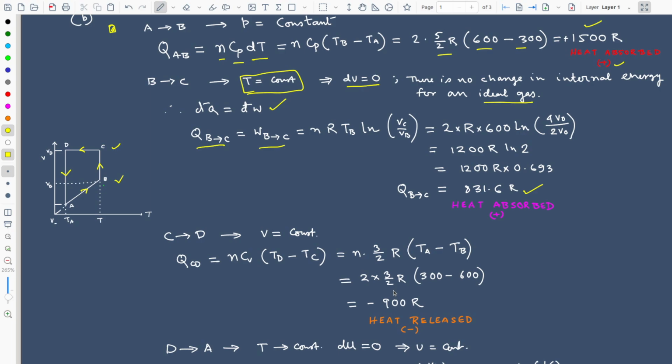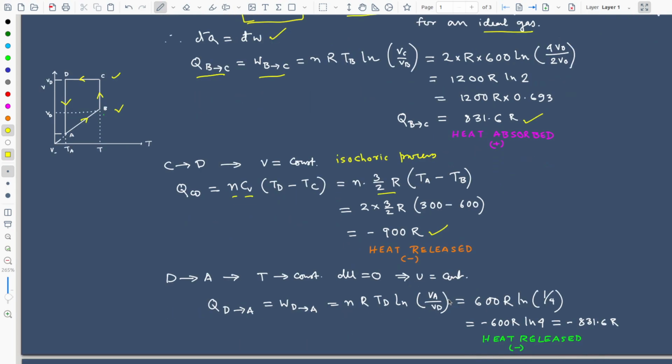In the CD part, it is an isochoric process, because temperature changes but there is no change in volume, and Qcd equals n Cv multiplied by (Td minus Tc), the change in temperature. Not Cp, it is Cv, because it is isochoric. And if we put all this, 3 by 2 R, this will be a negative sign, minus 900 R. Heat is released in this case.